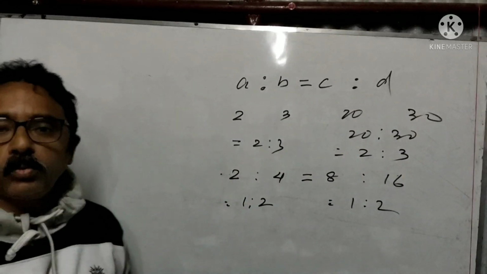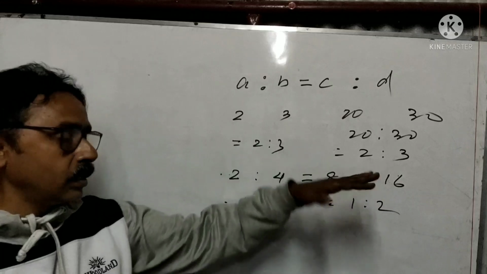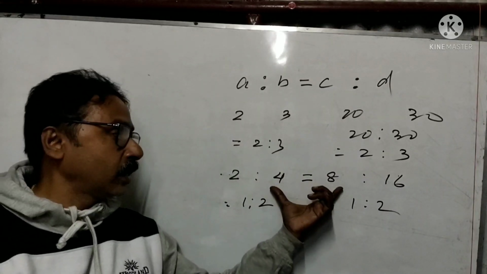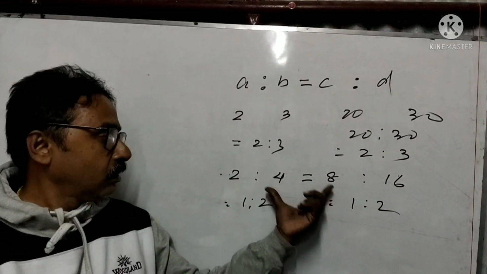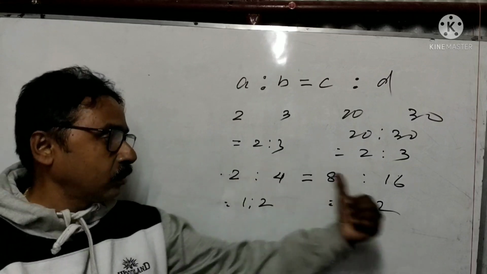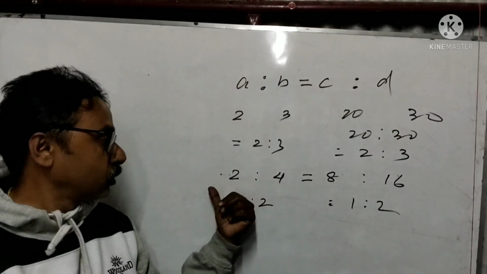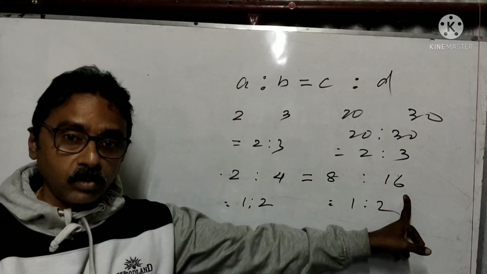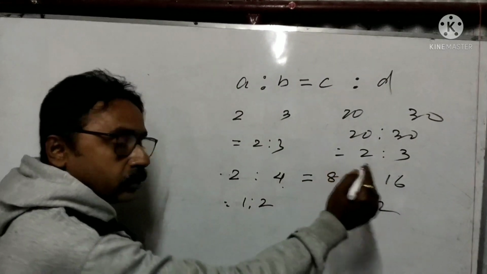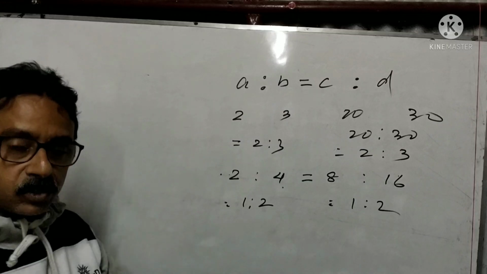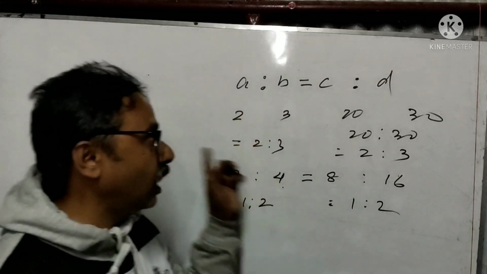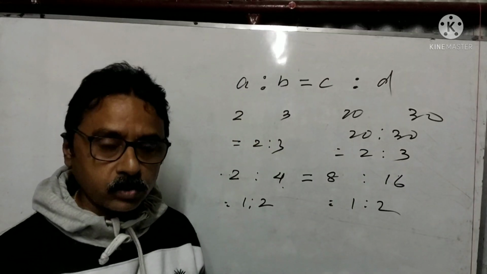Now, one more way to verify whether the numbers are in proportion or not. We find the product of the means and the product of the extremes. The product of the means, 4 times 8, is 32, and 2 times 16 is also 32. So the product of means is equal to the product of extremes. That is one more way to verify whether the numbers are in proportion.